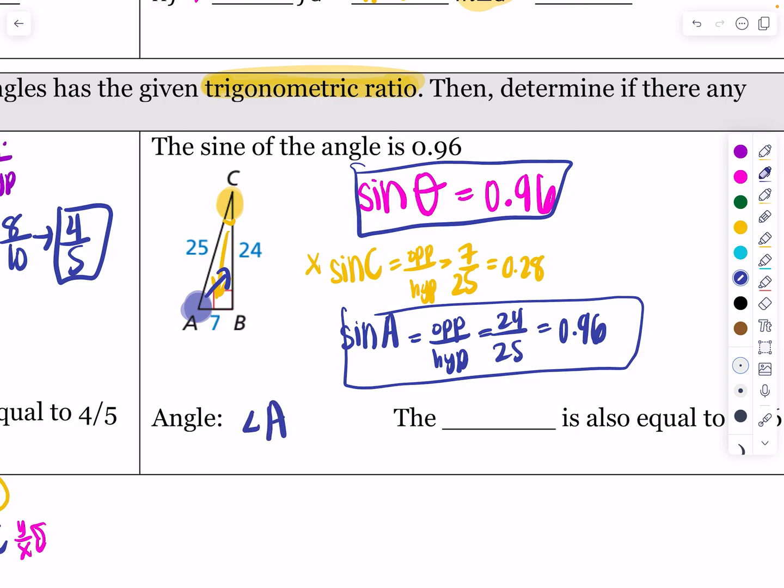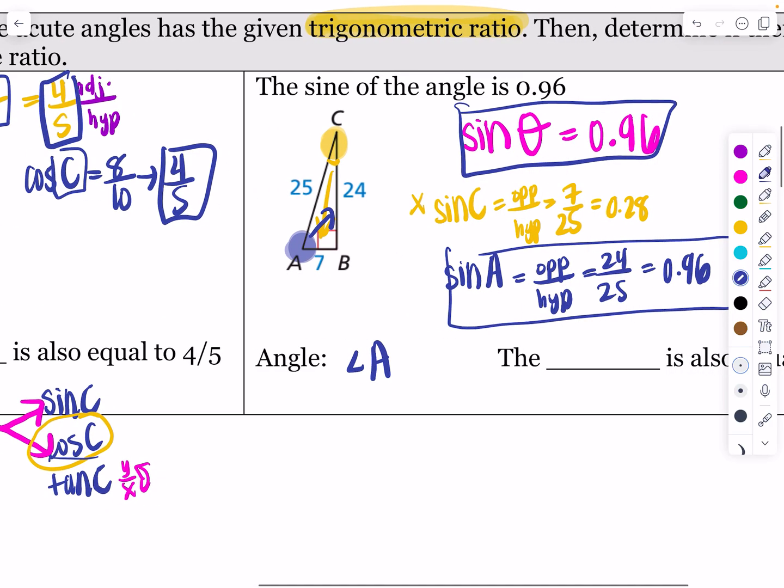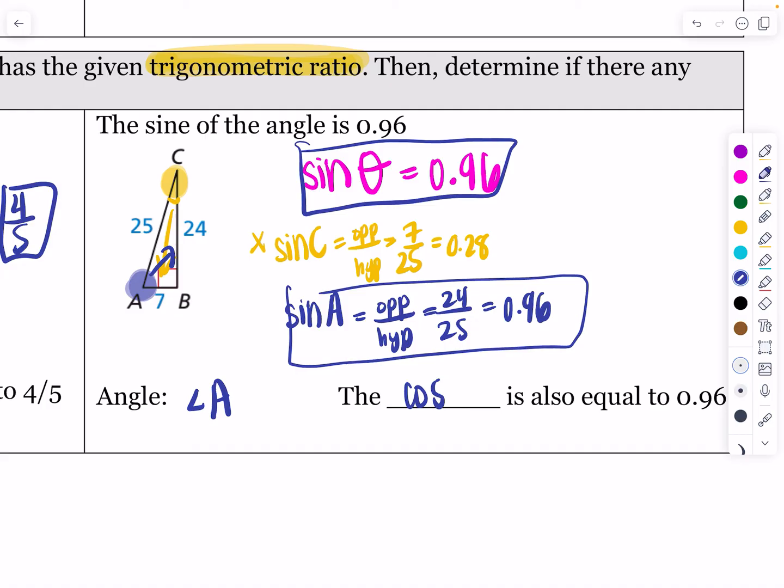So who's going to be the same as the sine of angle A? Sine of angle A is going to match the cosine of C. So we're going to go ahead and fill that in. It's going to be the cosine of C.